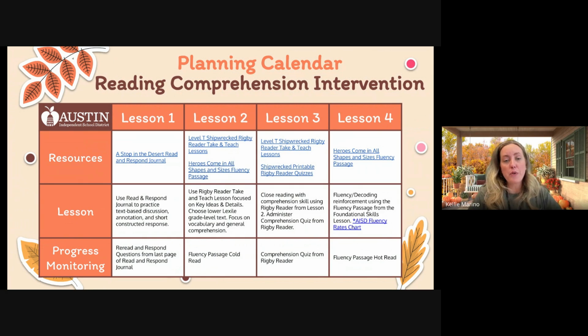All right. So now that we've looked at the three main resources, I want to take some time to look at how we would structure this in a 4-day lesson cycle. You can see here the first lesson, the resource I would use would be the Stop in a Desert Read and Respond Journal. Here's my lesson.